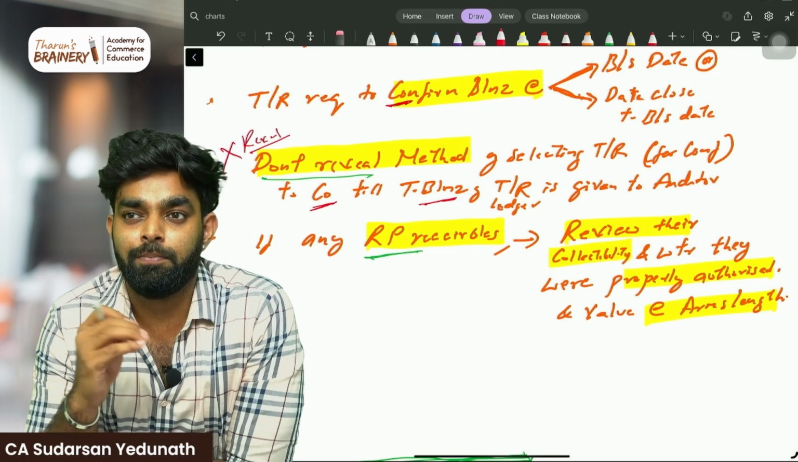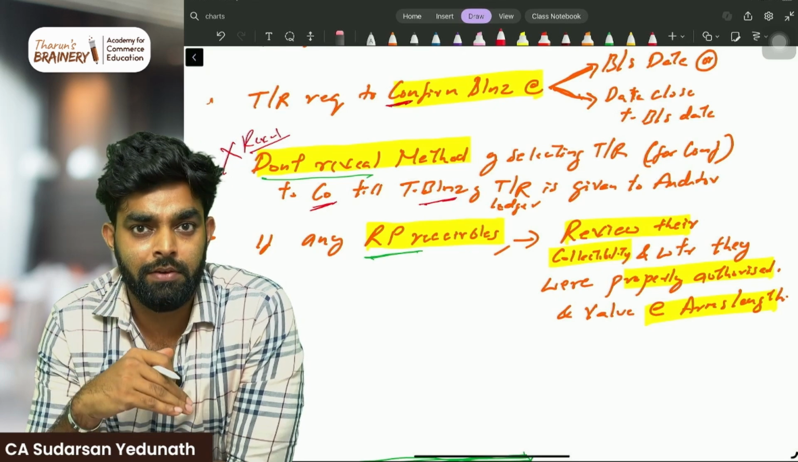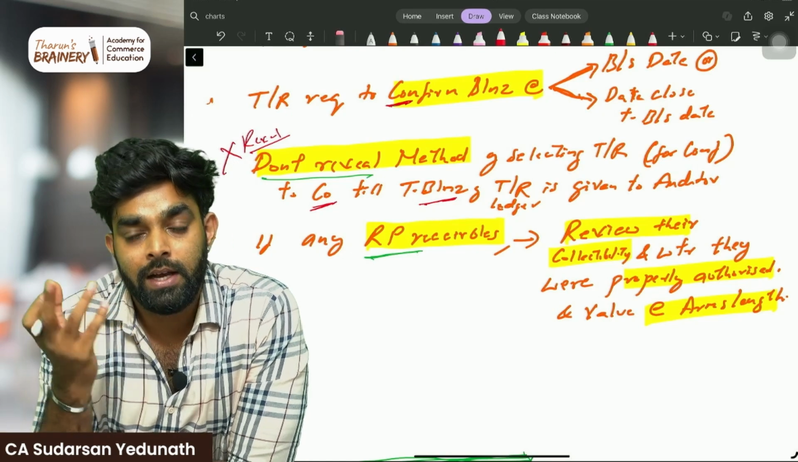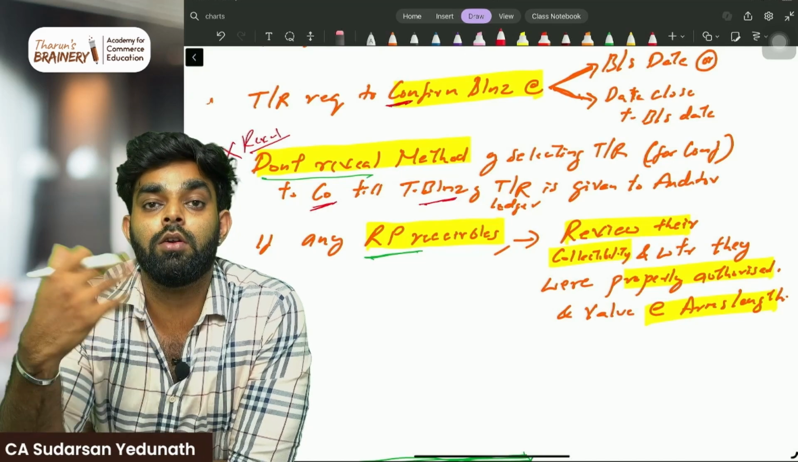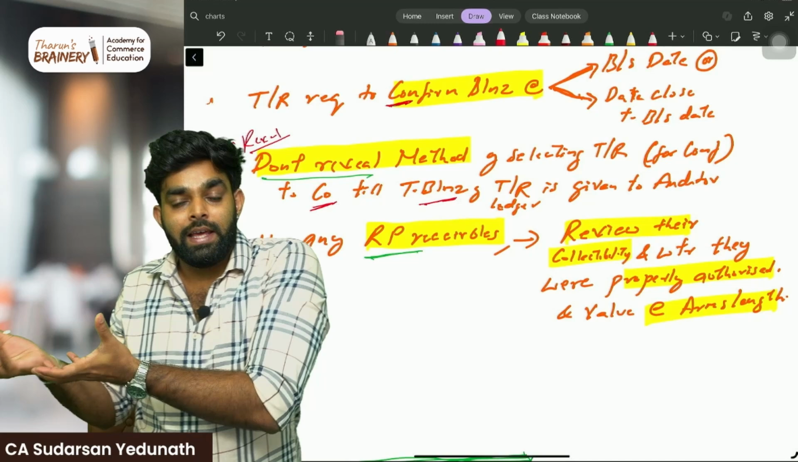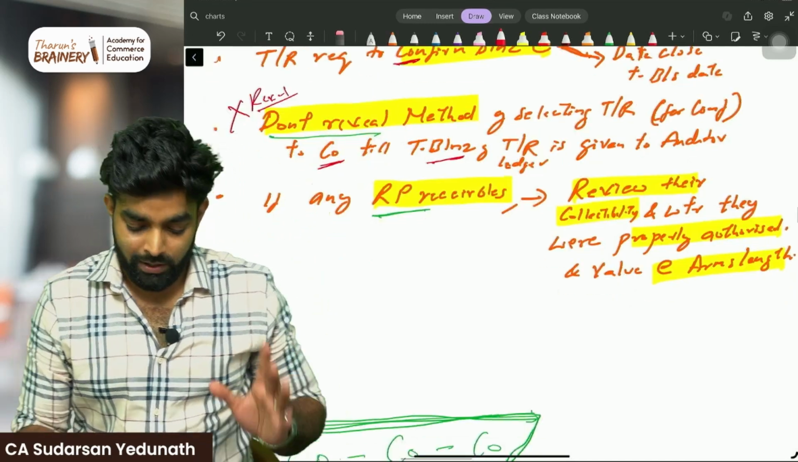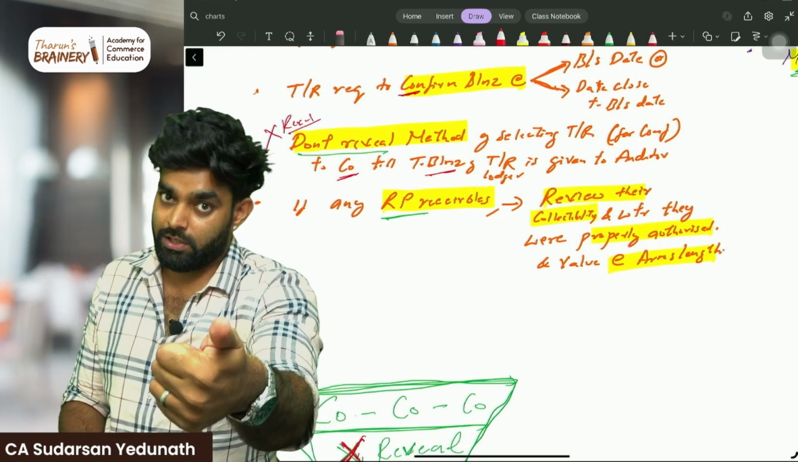Because if we tell them we are selecting on a sampling basis, like the first 50 we will select, then the next 50 we will leave, then the next 50 we will select, like that, then they will put all the fake debtors in those areas where we are not going to select, right? So don't reveal all these things to the company till they give us the trial balance. If they give us a trial balance, then they cannot do anything. We can directly select from it. So don't reveal the method of selecting trade receivable.